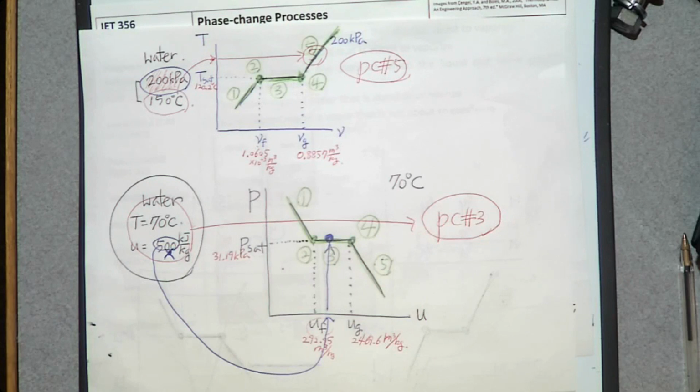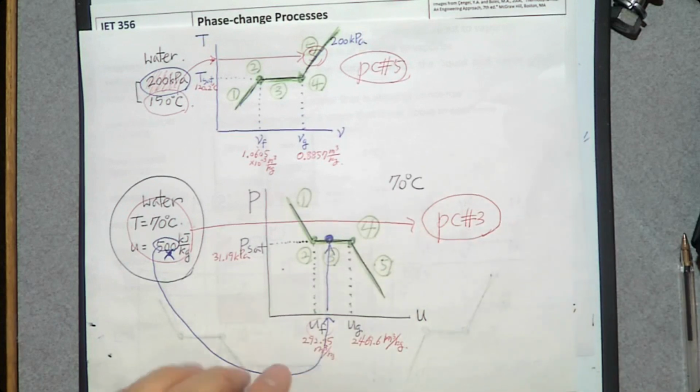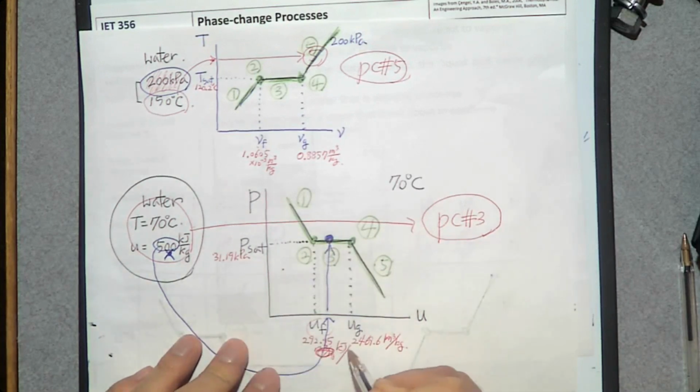Oh, my mistake. You're right. That's my mistake. So this one is kilojoule per kilogram. Kilojoule per kilogram. My bad.